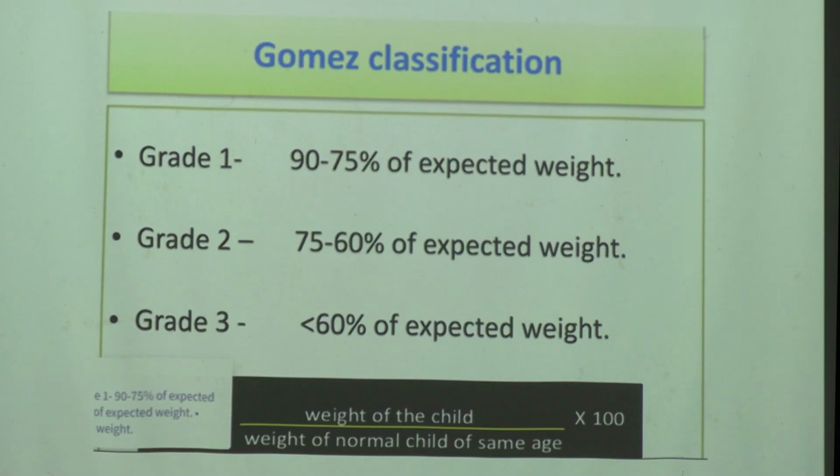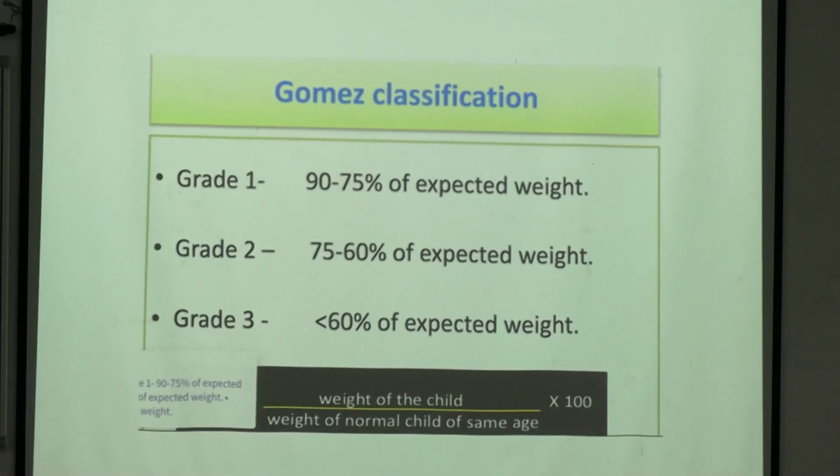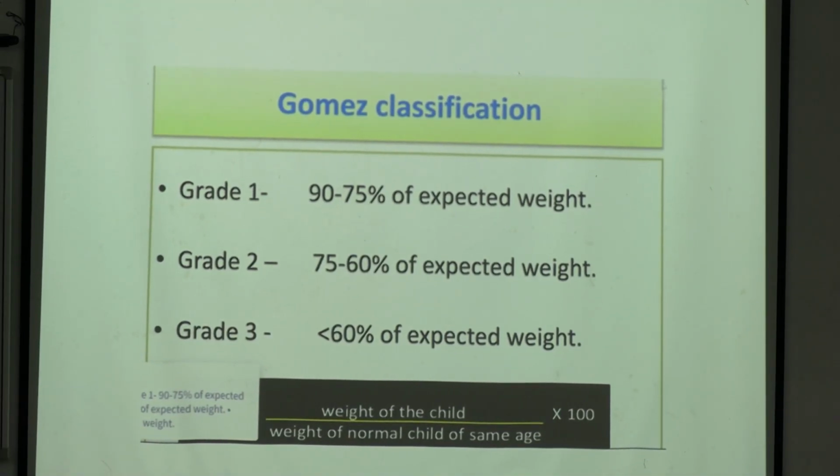This is Gomez classification, another slightly confusing one, for weight for age. Here it is weight of the child divided by weight of a normal child of the same age, into 100. So grade 1 is 90 to 75% of normal weight. Grade 2 is 75 to 60% of expected weight. Grade 3 is below 60% of expected weight. Here they are not looking at the height. Next.